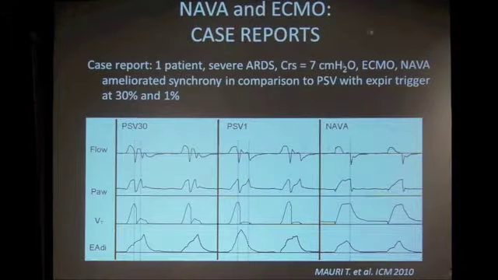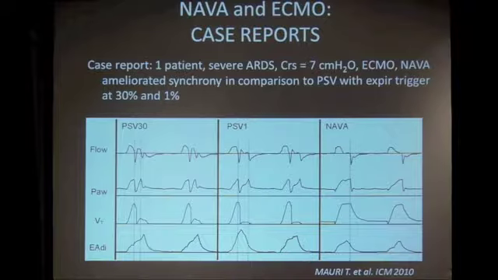So let's go to this one again. This is a patient with even a lower compliance, 7 milliliters per centimeter of water. This is wrong. It's 7 milliliters per centimeter of water. Impossible to ventilate. Very high pressure. The patient was on ECMO.